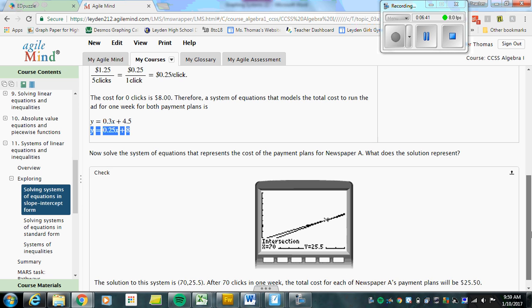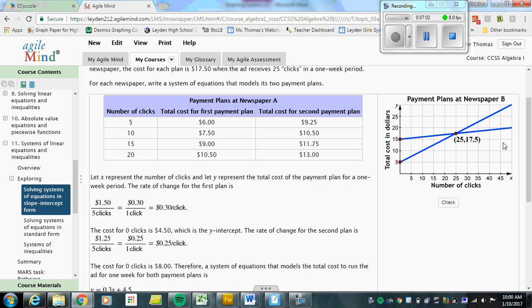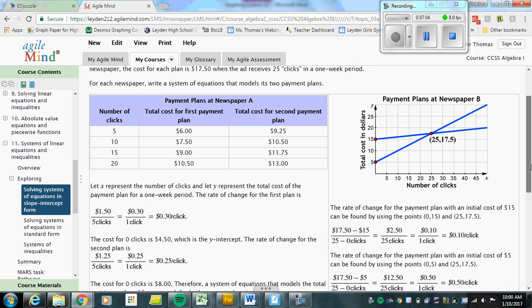As we see down here, the point of intersection is the point (70, 25.5). So after 70 clicks in 1 week, the total cost of each newspaper A payment plan will be $25.50. Staying on slide 8, let's look at the graph.